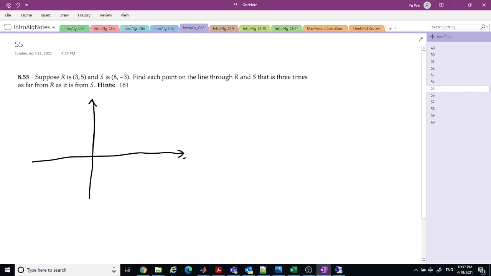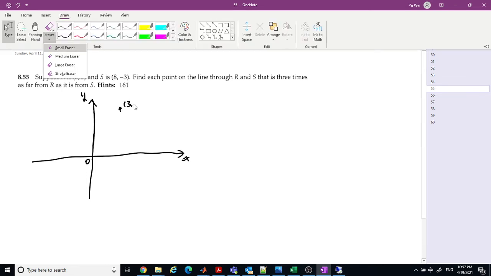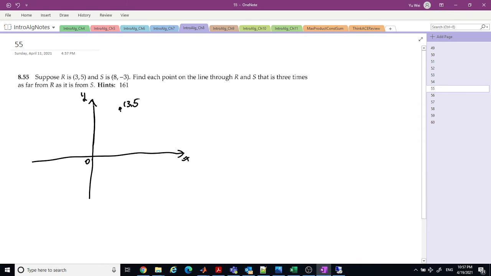So we have the xy coordinates. R is (3, 5), and S is (8, -3). Okay, so we have the R and S.